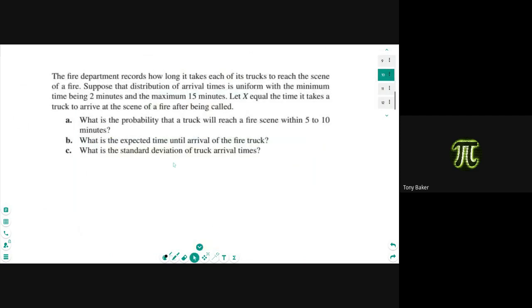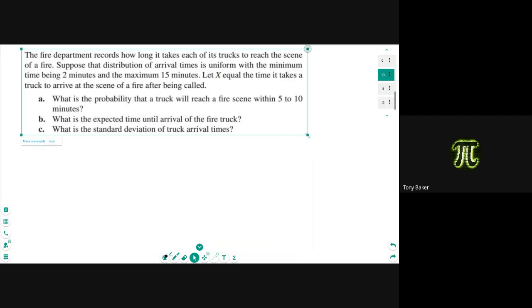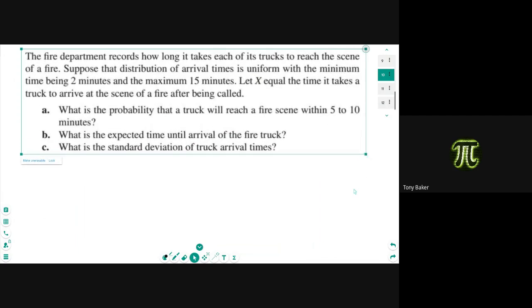All right, so Firebird chart records how long it takes each of its trucks to reach the scene of a fire. So, the minimum amount of time it takes is 2 minutes, and the maximum amount of time is 15 minutes.